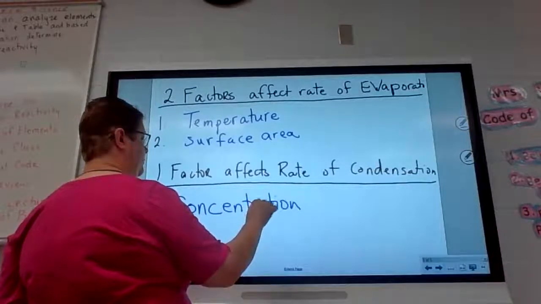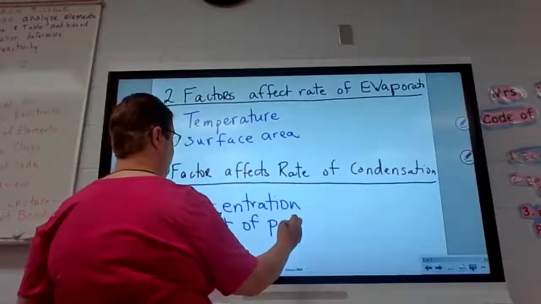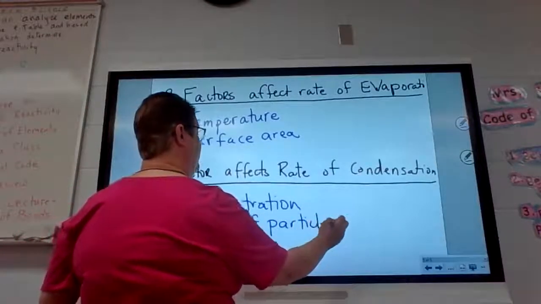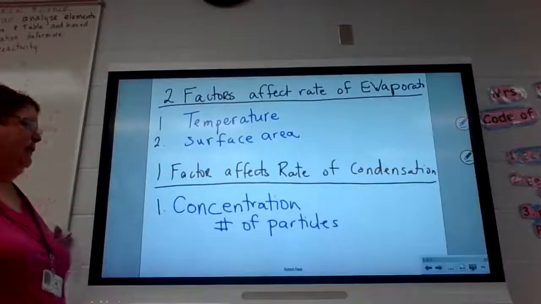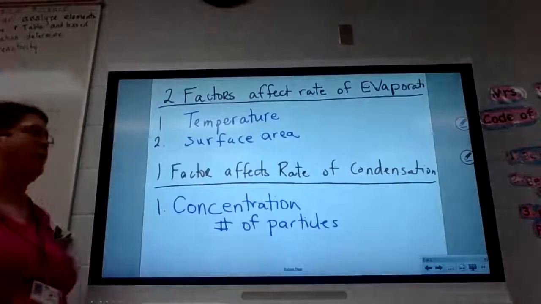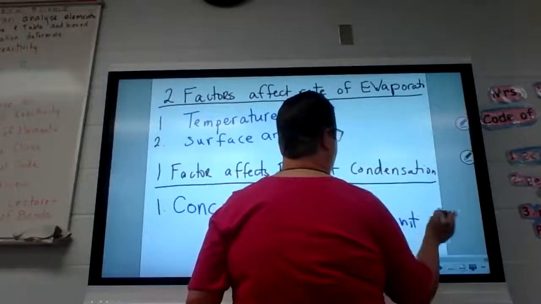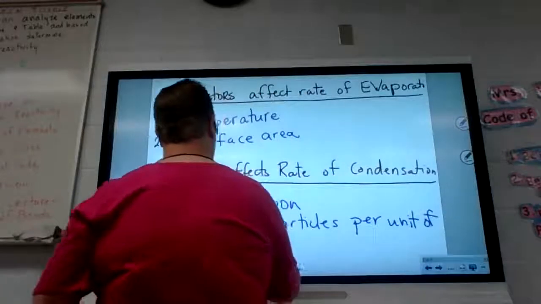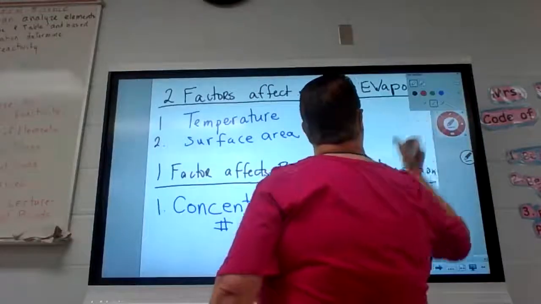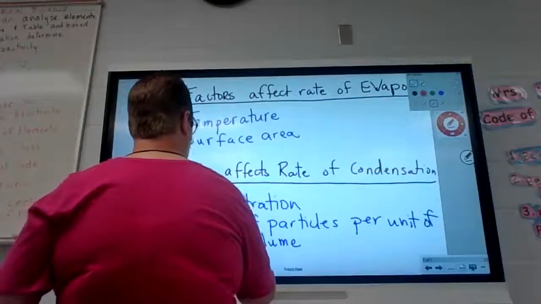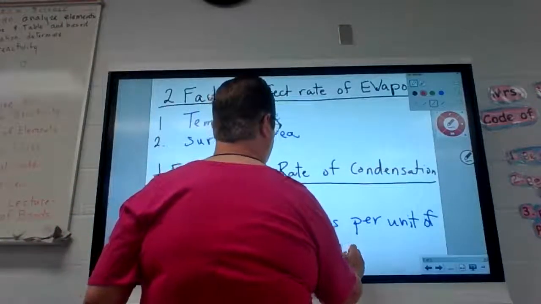Number of particles in a certain area. Right, that's what it is. Number of particles. All right, it's the number of particles per unit of volume or per unit of space. So for us, the more gas, the higher the concentration.